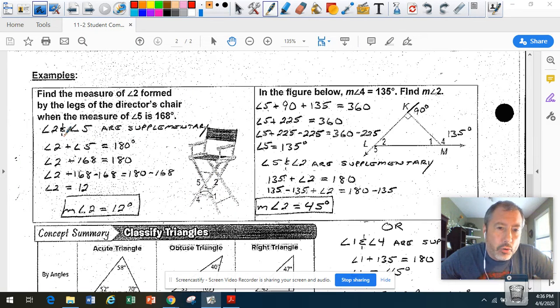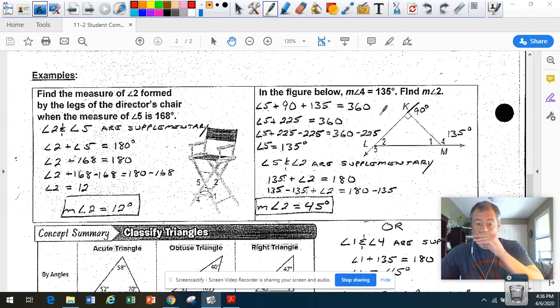Angle 2 is right here, and angle 5 is right there. They are going to add up to 180 degrees because they are supplementary. We already know that angle 5 is 168 degrees. So angle 2 plus 168 degrees has to equal 180 degrees. All I have to do is subtract 168 degrees on both sides of the equation. 180 minus 168 is 12 degrees. So the measurement of angle 2 is 12 degrees, which is all they're asking for there.